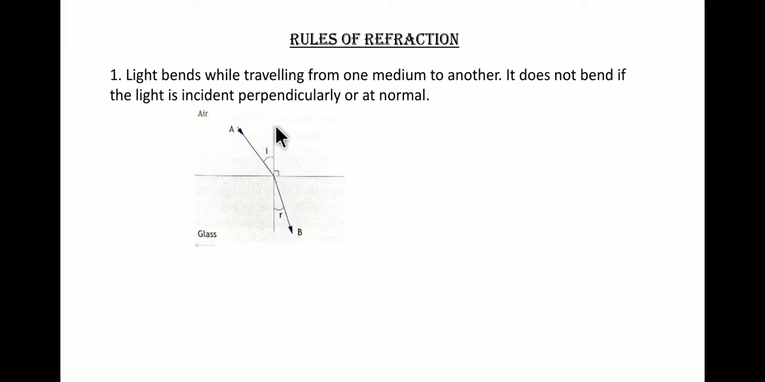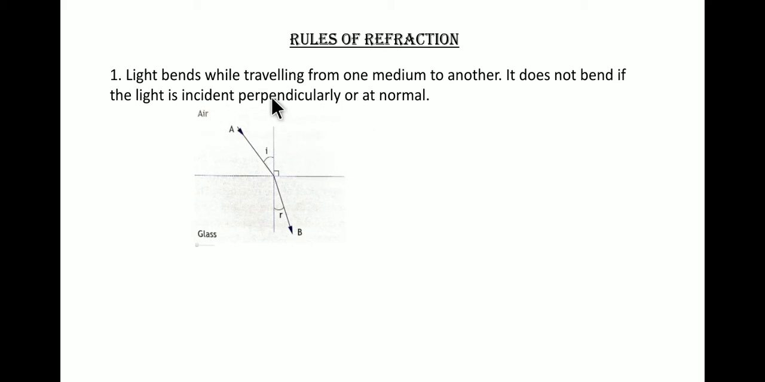All right, this line, which is perpendicular, as you can see the angle over here is 90 degrees. This line which is perpendicular to the surface is called the normal. As rule number 1 says, light bends while traveling from one medium to another. So when this light is entering from the medium air to glass, the light is bending, and it does not bend if the light is incident perpendicularly at the normal.